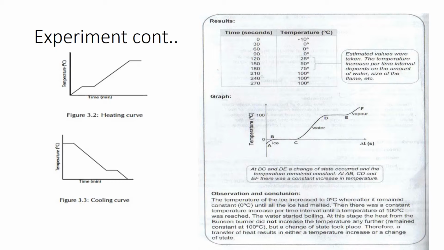That is why you can see from 210 seconds to 270 seconds, the temperature stays at 100 degrees Celsius, because that is where water boils, at 100 degrees Celsius. So that is where we get the boiling of water. Then from E to F, we have our vapor. That is our heating curve.